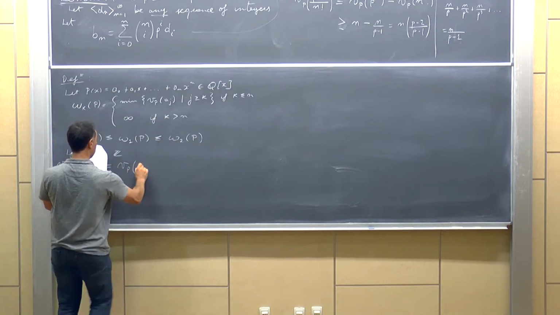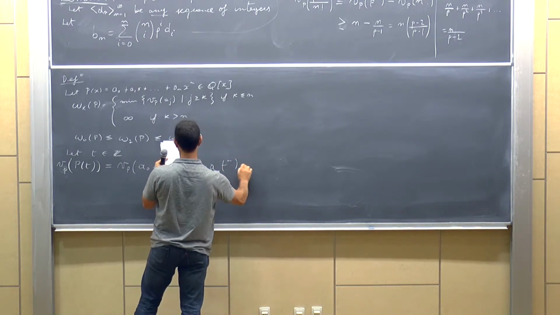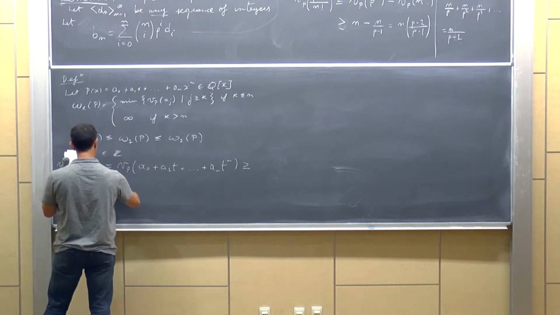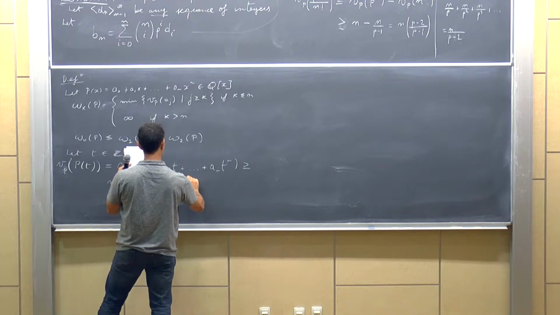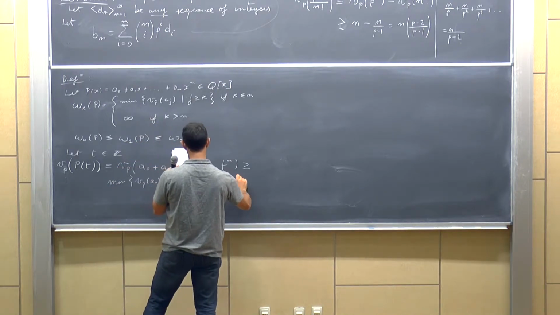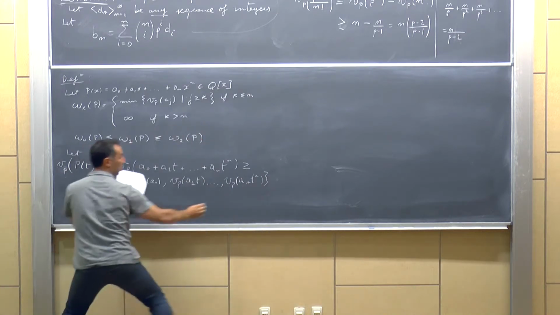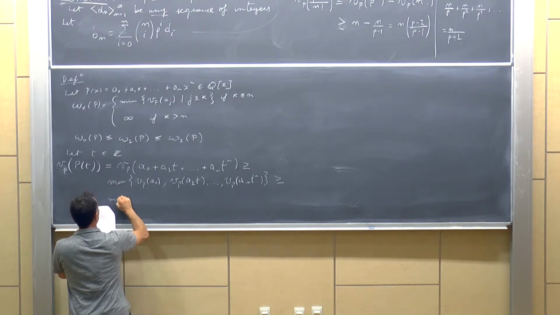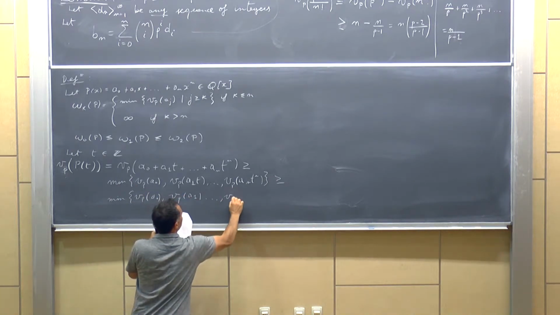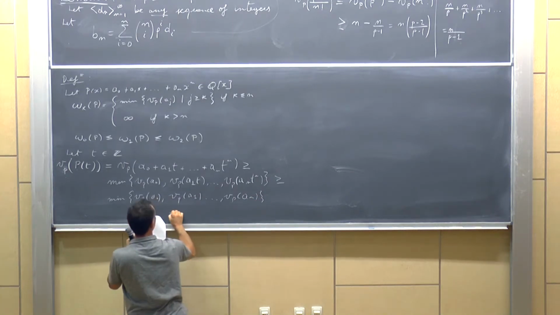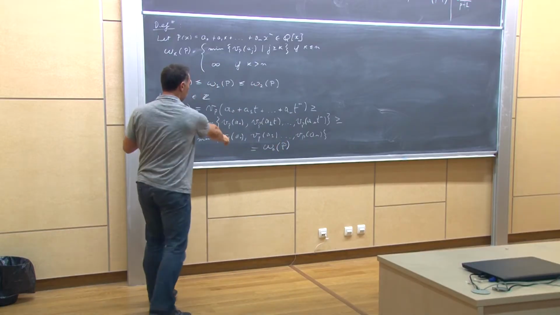That's the p-adic valuation of a0 plus a1t plus dot dot dot plus an t to the n, which is greater or equal to the minimum of vp of a0, vp of a1t, vp of an t to the n, which is greater or equal to the minimum of vp of a0, vp of a1, vp of an, which is equal to omega 0 of my polynomial. Okay, does that make sense? Are people happy with these inequalities?